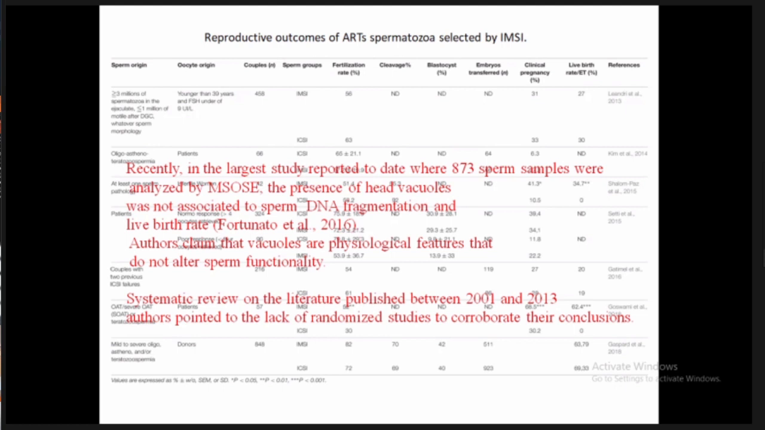And if you look at the other data which is available, a systematic review on the literature published between 2001 and 2013, the authors point out that they lack a lot of studies, like randomized studies, to actually corroborate the conclusions.